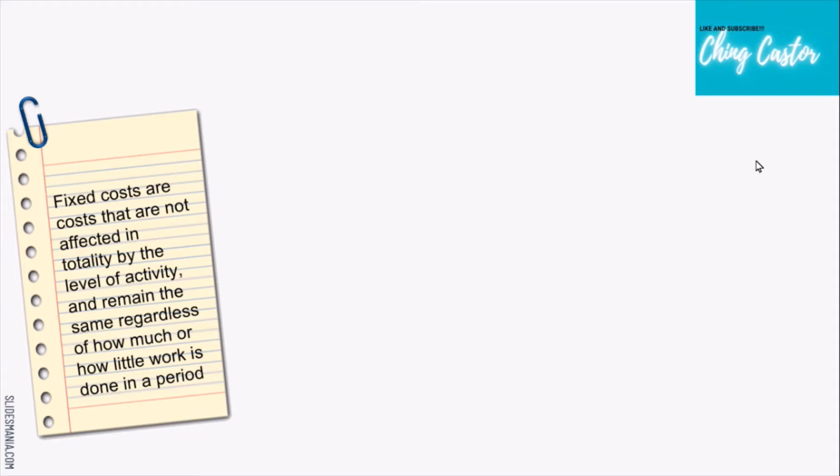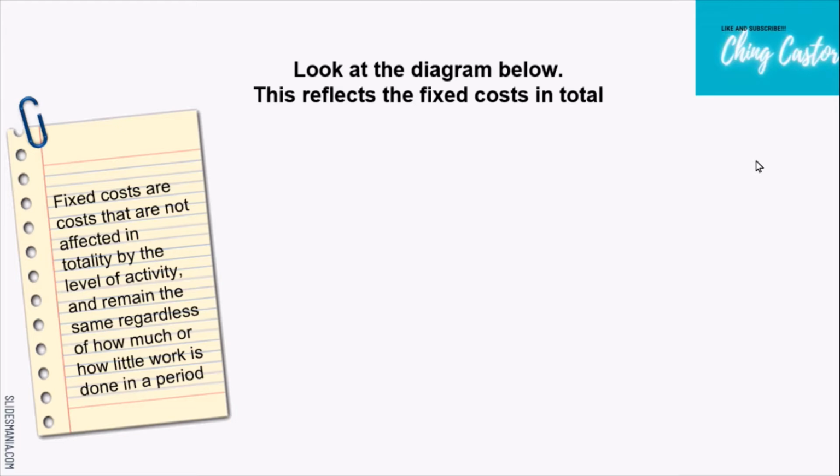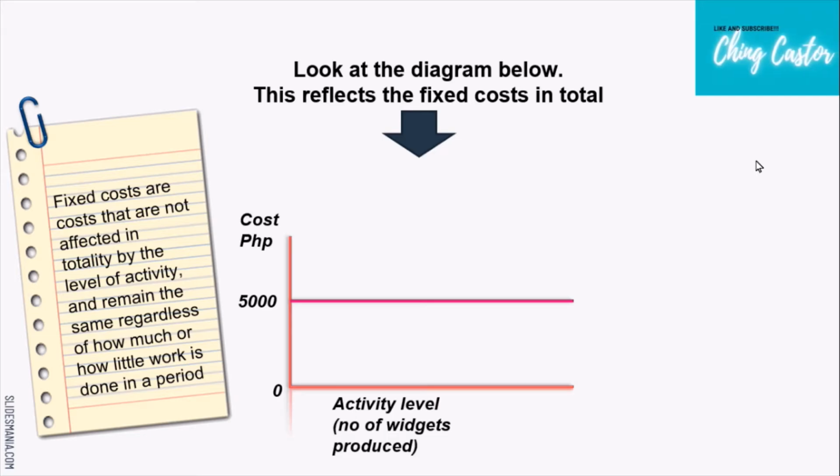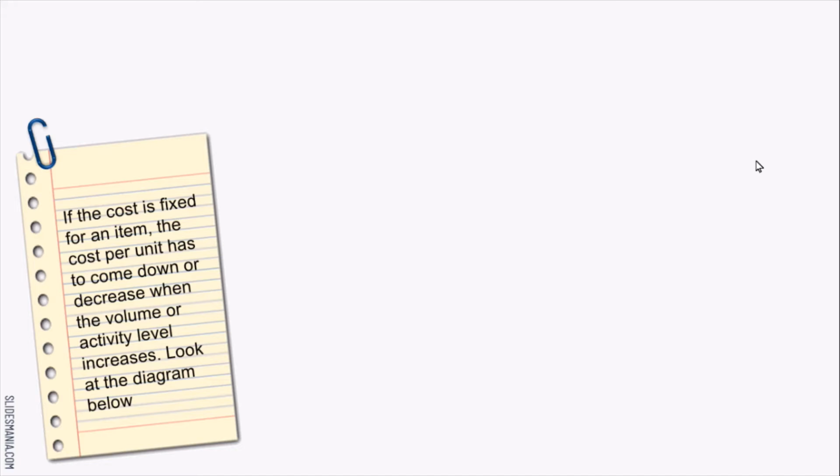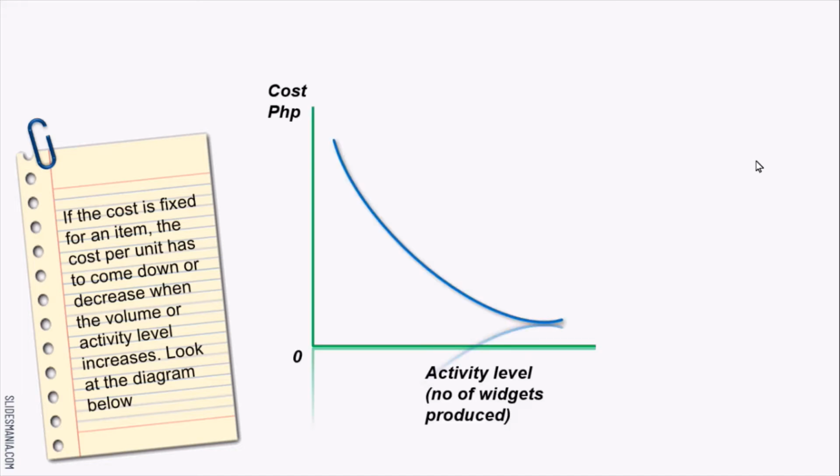Fixed costs are costs that are not affected in totality by the level of activity and remain the same regardless of how much or how little work is done in a period. Look at the diagram below. This reflects the fixed cost in total. It is important to note that fixed costs need not remain the same over a period of time. If the cost is fixed for an item, the cost per unit has to decrease when the volume or activity increases.